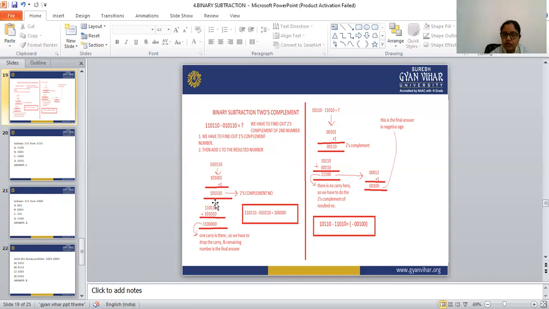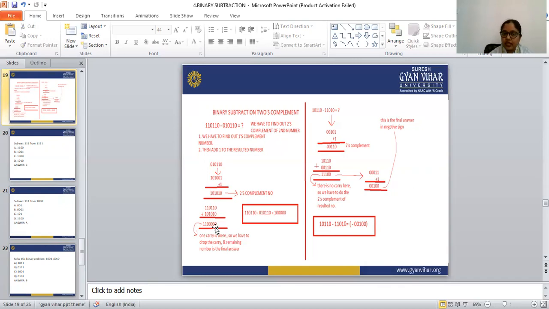0 plus 0, 0. 1 plus 1, 0, carry 1. 1 plus 1, 0, carry 1. 1 plus 1, 0, carry 1. So in the last digit, 3 times 1s are there. So 1 plus 1 is equal to 1, 1.